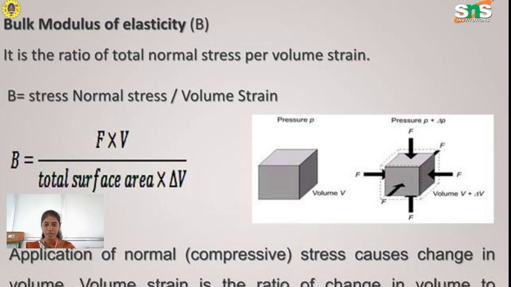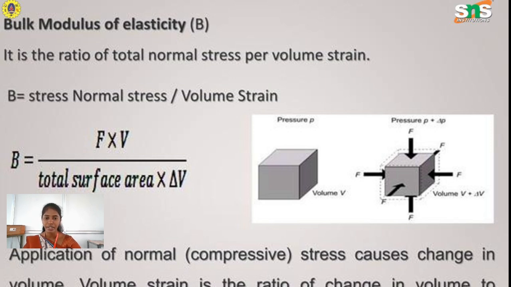In elastic modulus, we have three types: Young's modulus, rigidity modulus, and bulk modulus. In the previous video, I explained Young's modulus. Young's modulus is longitudinal stress to longitudinal strain, and rigidity modulus is shearing stress by shearing strain. The meaning of shearing is change in angle. In this video, I am going to explain bulk modulus.